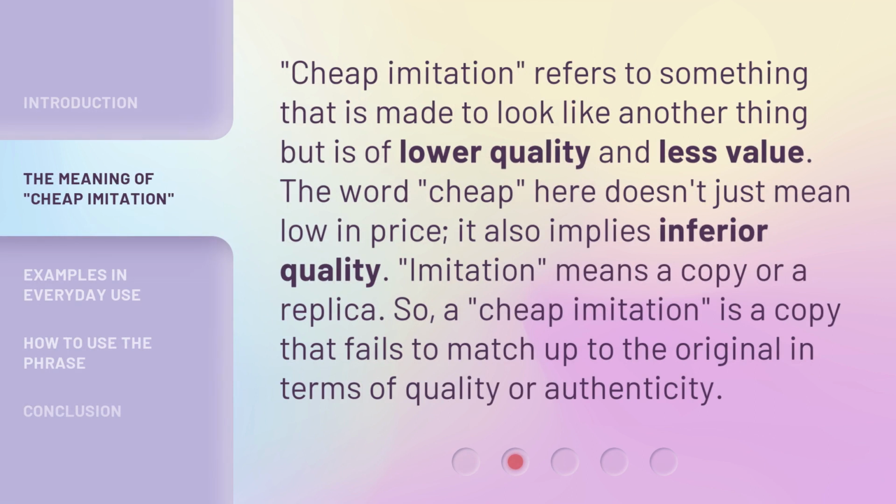Cheap imitation refers to something that is made to look like another thing but is of lower quality and less value. The word cheap here doesn't just mean low in price. It also implies inferior quality. Imitation means a copy or a replica. So, a cheap imitation is a copy that fails to match up to the original in terms of quality or authenticity.